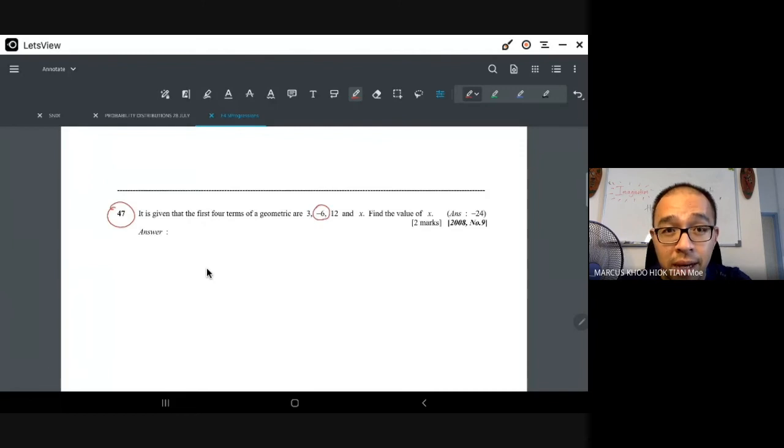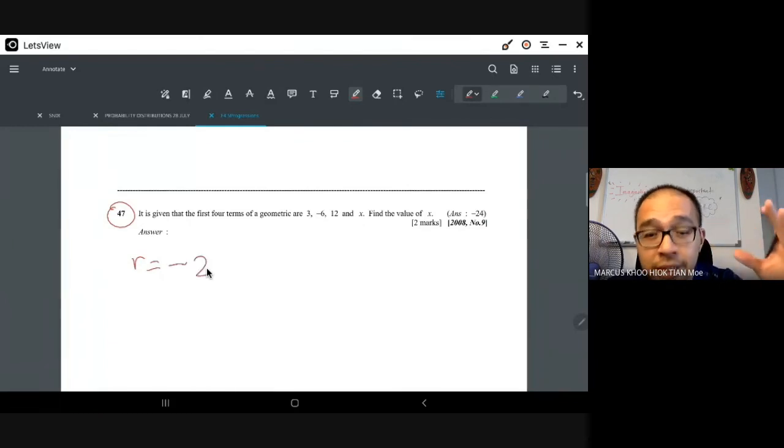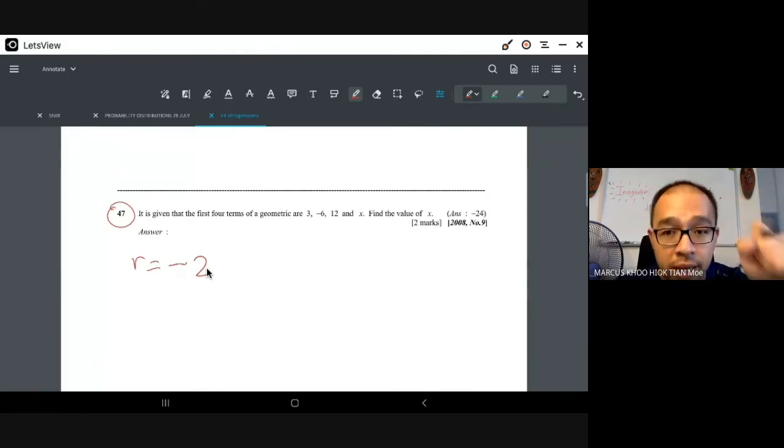This is very weird. Tiba-tiba ada nombor negatif di sini. Jangan kencang. Okay, this is a geometric progression. We know that the common ratio is the same. Okay, what is the common ratio? Okay, the common ratio is -2. Don't overthink it. Number in front divide by the number at the back. Doesn't matter whether it's positive or negative. Ambil saja apa yang sedia ada. Okay, R equals to -2.